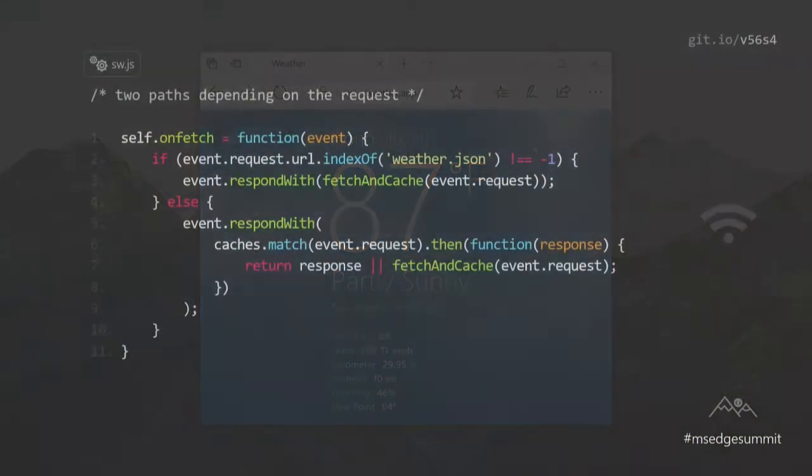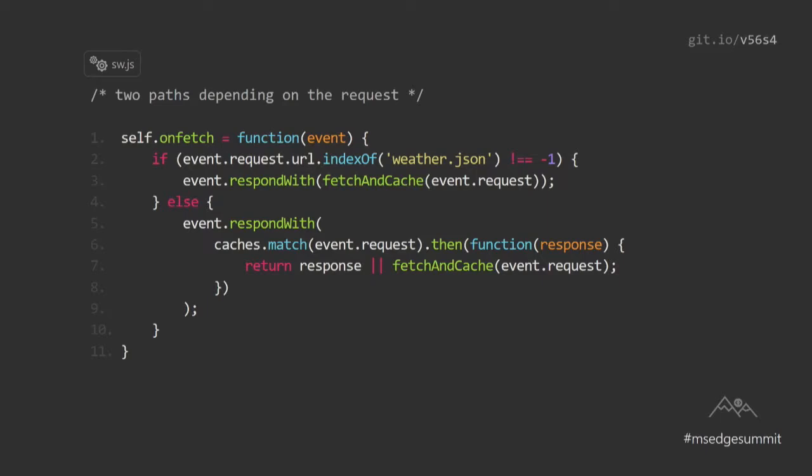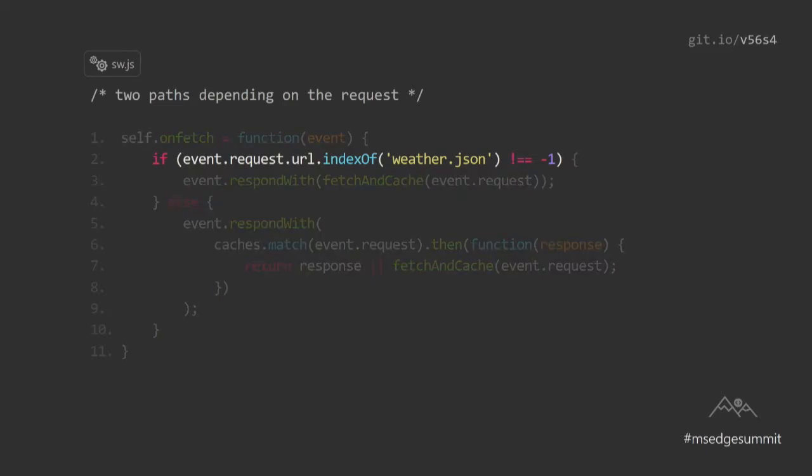And to do this, we're going to change our fetch event here. What we're going to do is, if we're doing a request for the weather.json, we're going to respond with a fetch and cache. And I'm going to talk about what that method does in a bit.